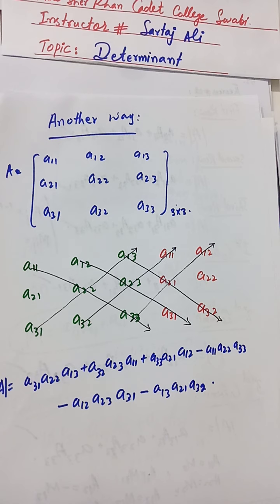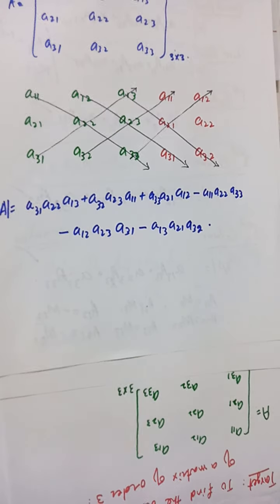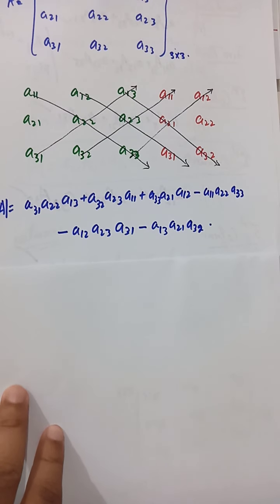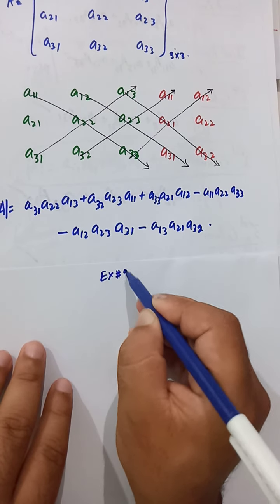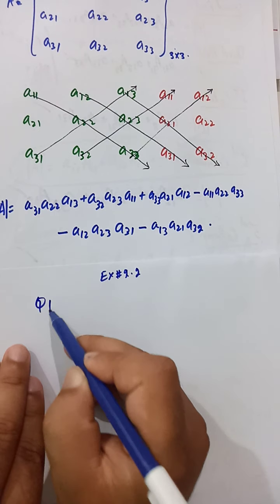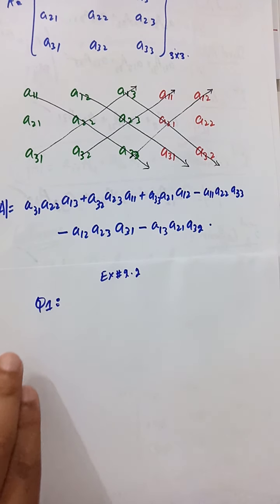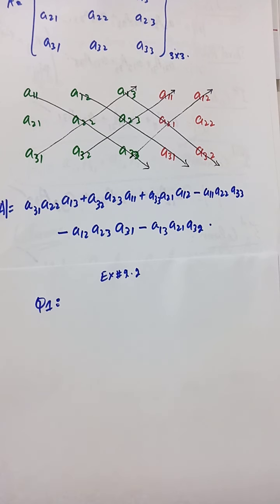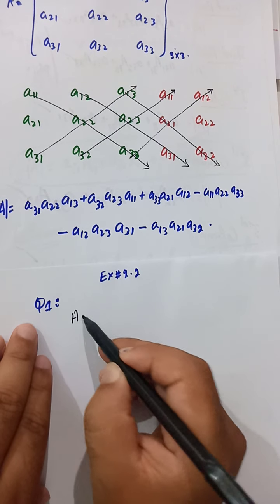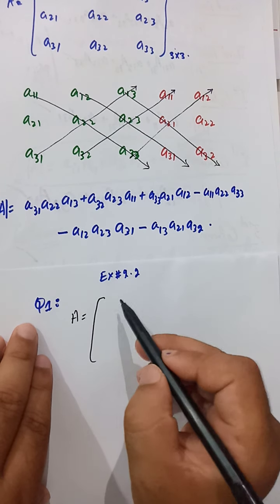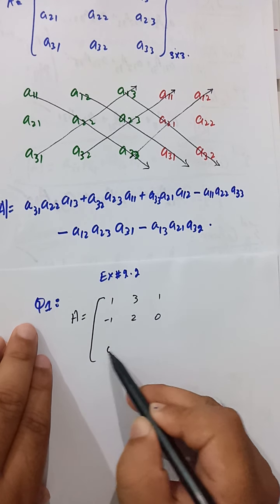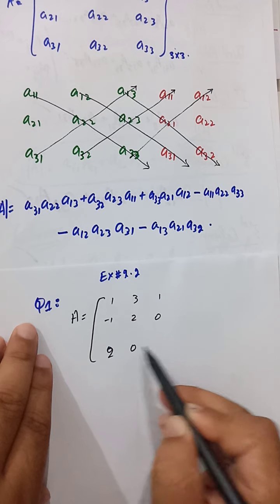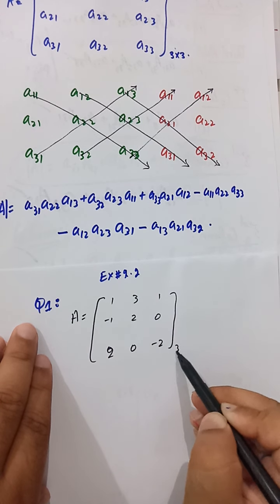How can you do it? I am taking an example. In the previous video lecture, you saw that when I considered exercise 2.2 question number 1, the determinant of that matrix is equal to minus 14. So I am checking it by using this method also. The matrix is 1 3 1, minus 1 2 0, 0 2 0, minus 2. This is a 3 by 3 matrix.